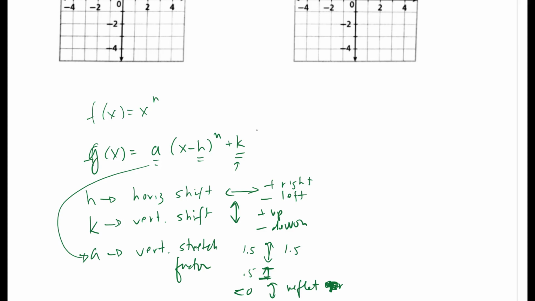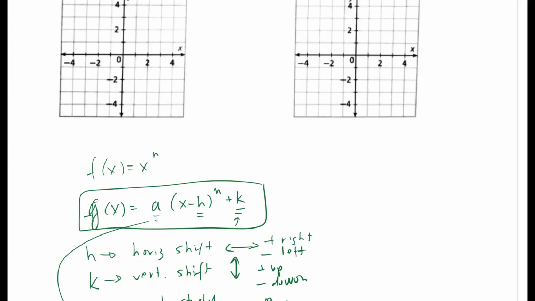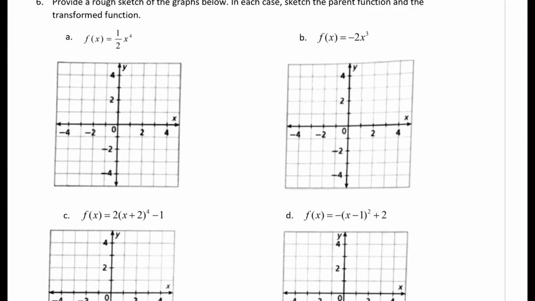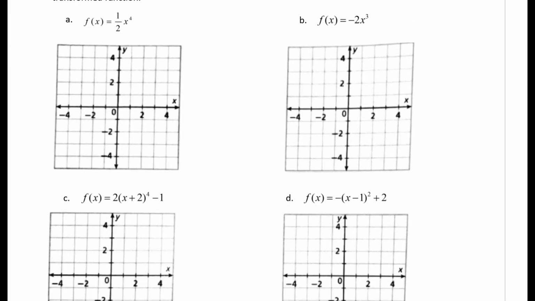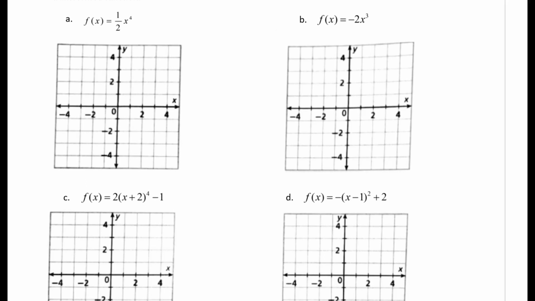Alright, so with that background on how to interpret these, I'm only going to do 2 of these, and then you can look up the rest on the answer key. Let's think about this one here. I'll do A. We see that a is 1/2, so there's going to be some shrinking going on. And h and k are both 0, because you can always think of this as 1/2 times x minus 0 to the 4th plus 0. That's how we know that h and k are in fact 0.